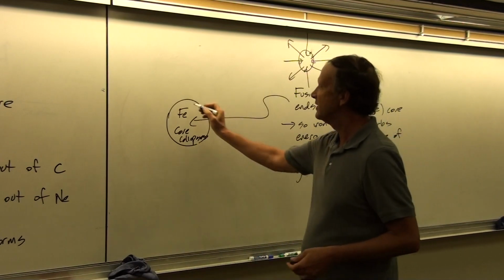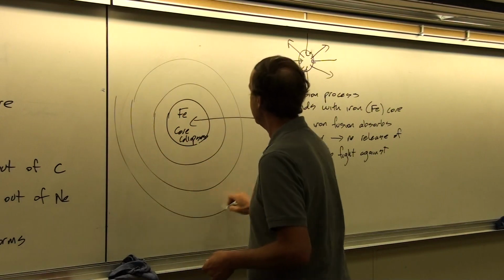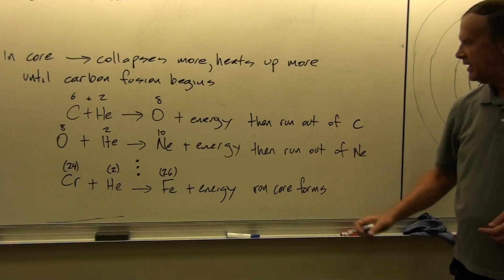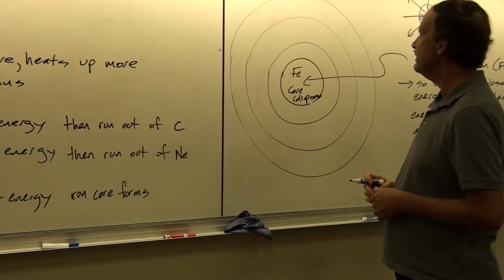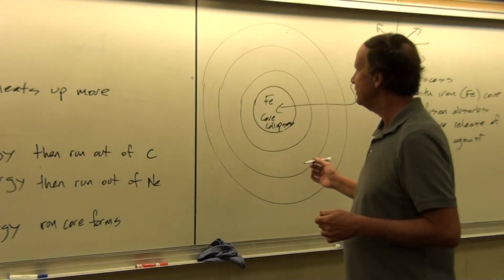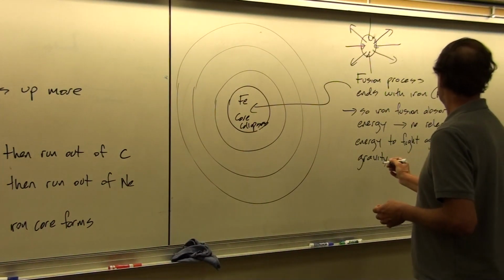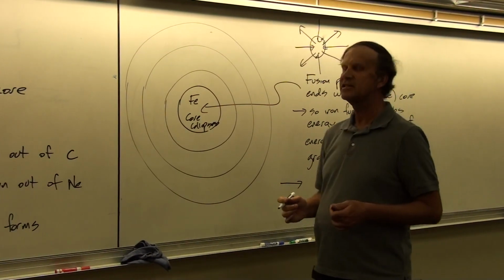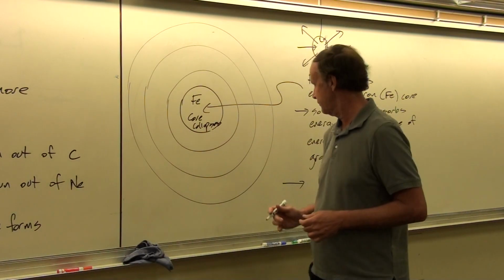And so that's what happens then. We've got all these other fusion shells that surround the iron core. But once we've produced a sufficient amount of iron in the iron core, then when we try to fuse iron into still heavier elements, it absorbs energy. It doesn't release energy. And so that means that the iron core will collapse. Okay? And so if the iron core collapses, then basically it smashes down until it reaches about the size of a city.